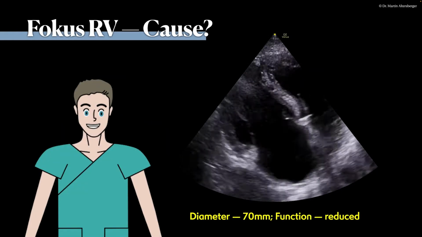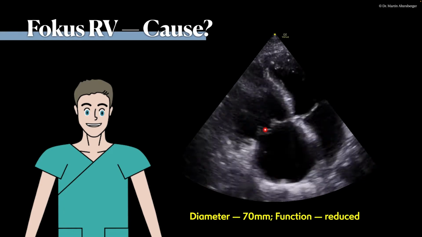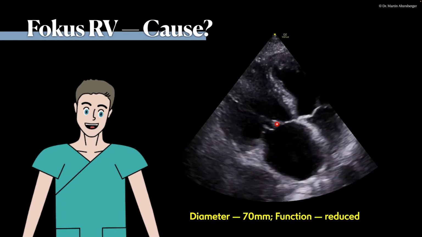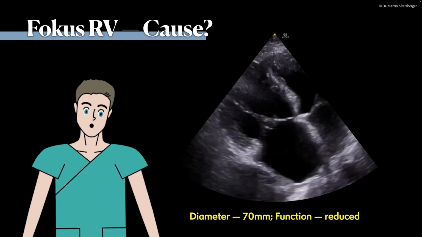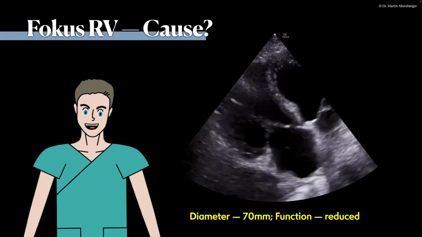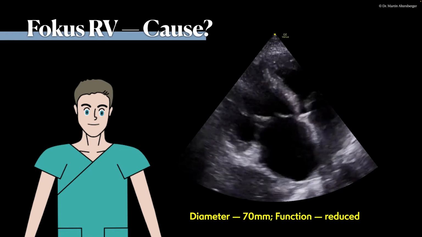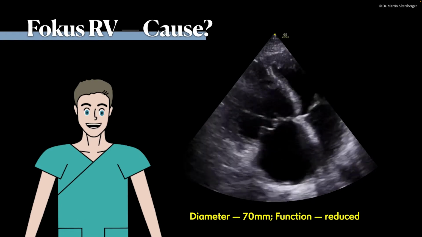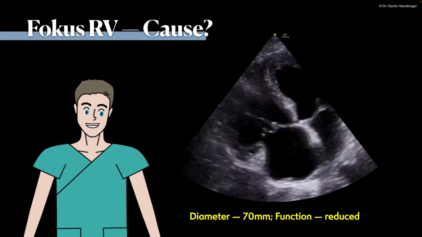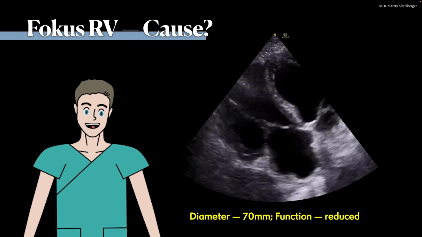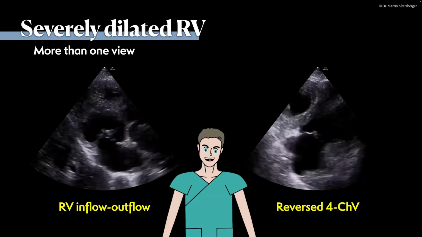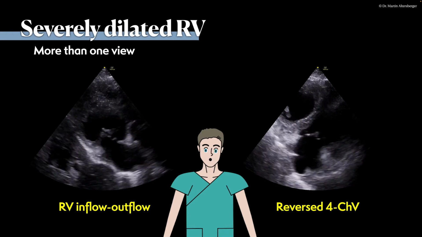The basal diameter in this point of care setting was measured at 70 millimeters, and you would measure it over here. The function is definitely reduced. So we have the combination of a dilatation of the right ventricle with a reduced function and probably a thickening of the right ventricular free wall. Of course, we want to have more than one view.